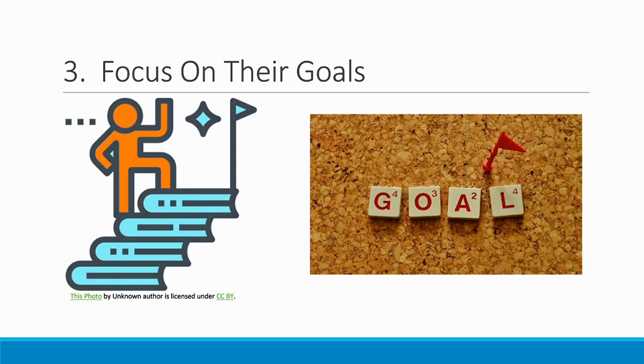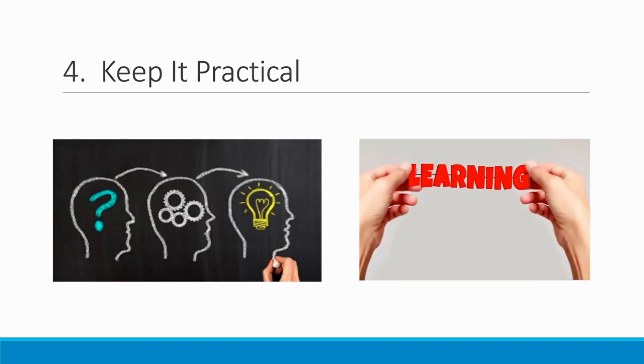Third, focus on their goals. Adults are goal-oriented. Each of our students identify their goals for attending the class at the beginning of the semester. These goals may change or grow throughout the class. However, it is always important to ask students about their goals to adapt the lessons provided to best help the students meet their goals.